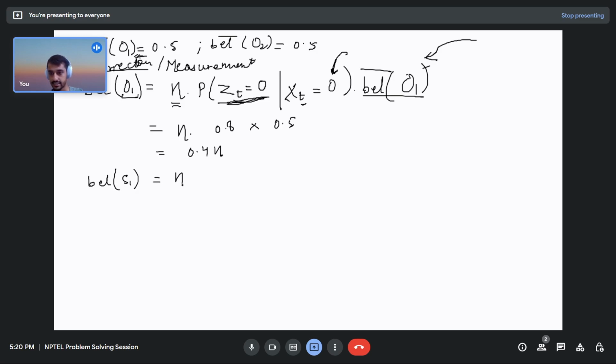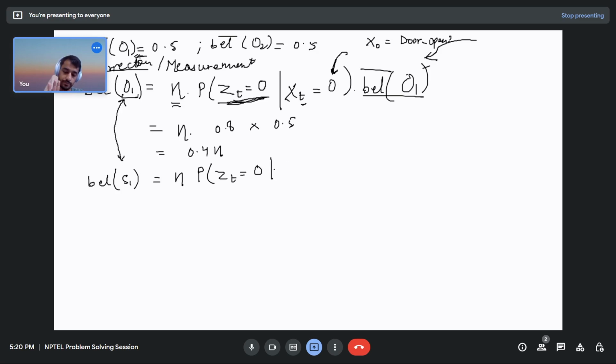Okay, so the scaling parameter eta is the same when you are just updating or calculating beliefs for the same variable, or the same set of states. And here your state is x naught, that tells you if the door is open or not. So that's why this eta is the same. This will be your z_t, your sensor reports, because your sensor has reported that it is open.